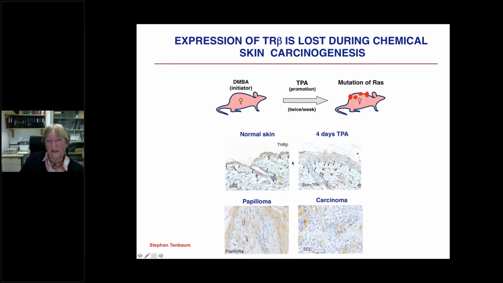And when we look at the expression of TR-beta, we could observe a large number of cells that are positive for this receptor in normal skin and after short treatment with TPA. However, this expression is much lower in papillomas and is almost totally lost in the carcinomas, suggesting that TR-beta could have a suppressor role in the progression of these tumors.